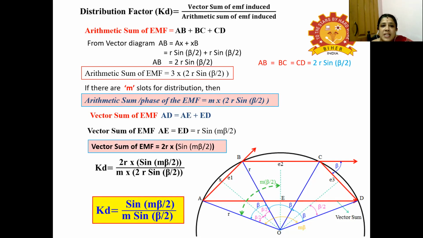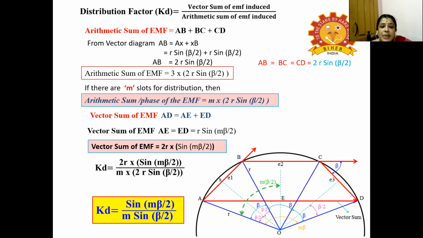Arithmetic sum will be AB plus BC plus CD. In the vector diagram, AB is equal to AX plus XB. So R sin beta by 2 plus R sin beta by 2. So here it will come beta by 2. So arithmetic sum will be 3 into, because 3 phases you are having, 3 into 2 into R sin beta by 2. If M is the number of slots of the distribution, then you have M into 2R sin beta by 2.